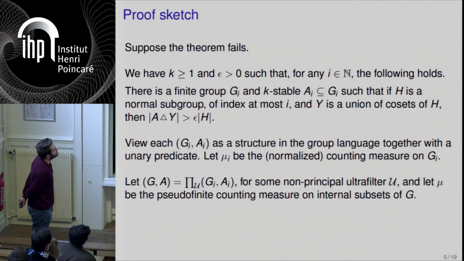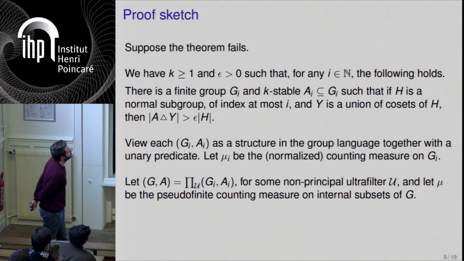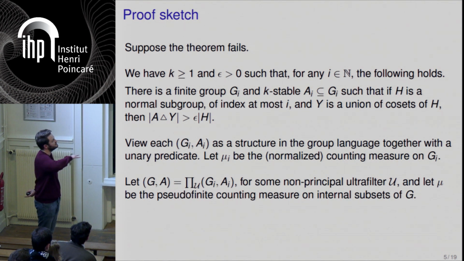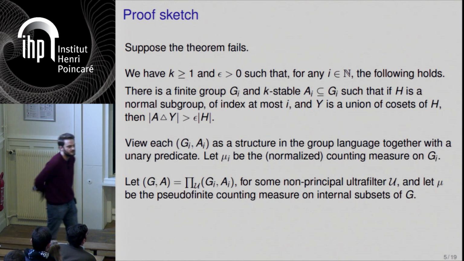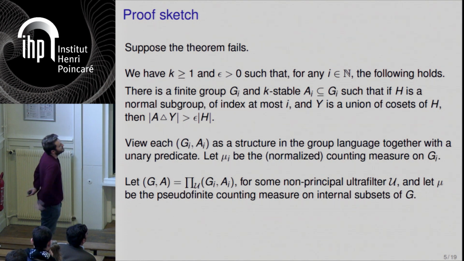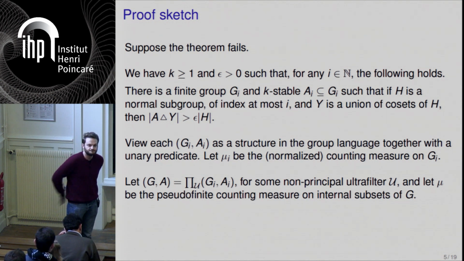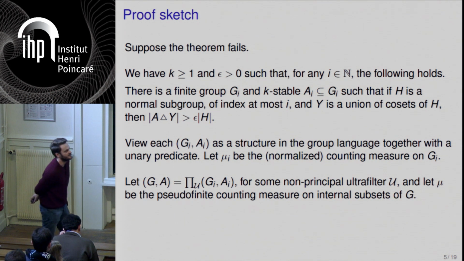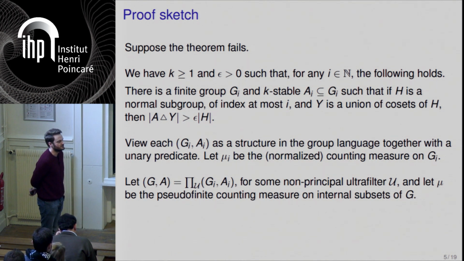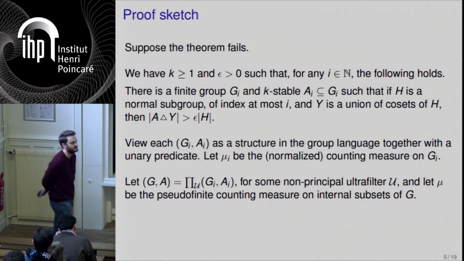Take the ultraproduct of these over some non-principal ultrafilter U, and call the structure that I get (G, A), naming the group G and the predicate A, which is the ultraproduct of the A_i's. And then I also get the pseudofinite counting measure, mu. Good, so I have a group and I have a measure, and now I'm in the situation of applying that fact from the previous slide.